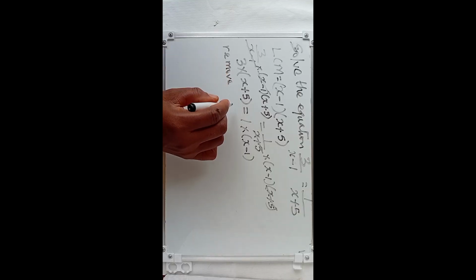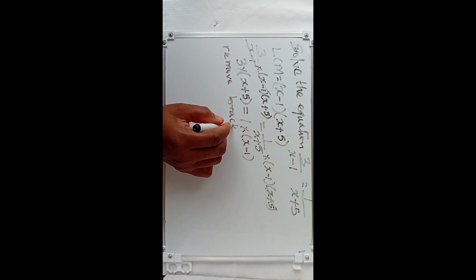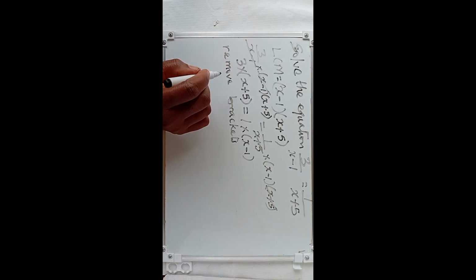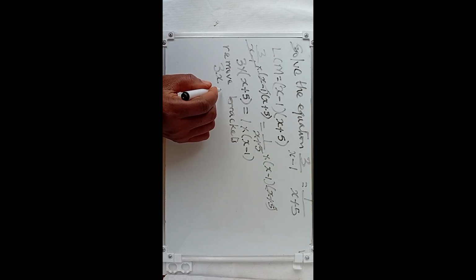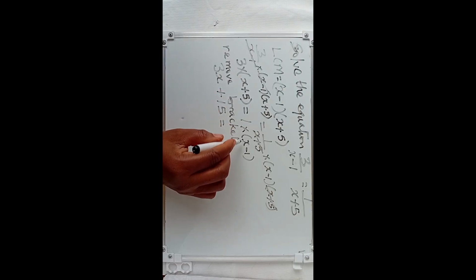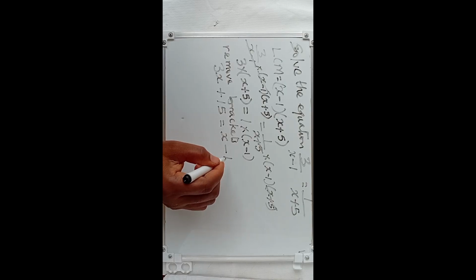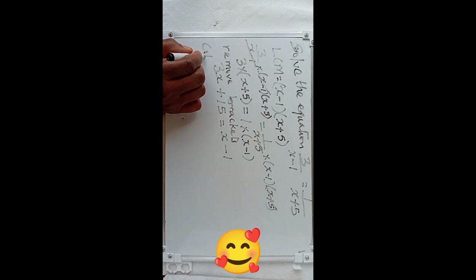The next thing is to remove brackets. Remove brackets by multiplication. This will give us 3 multiplied by x is 3x. 3 multiplied by 5 is 15. 1 multiplied by x is x. 1 multiplied by minus 1 is minus 1. Then we collect like terms.